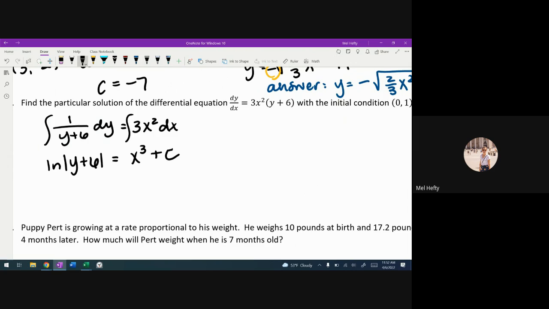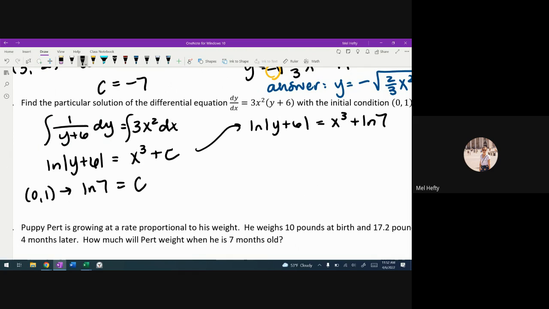Again, to maximize your point values, you're going to plug in your point as soon as humanly possible. That's going to give me natural log of 7 equals 0 plus c. So c is natural log of 7. You don't want to get a decimal. You want to leave it a number. Natural log of 7, that's a fine number. Some people got all the way to here, and you just have one step left to do.